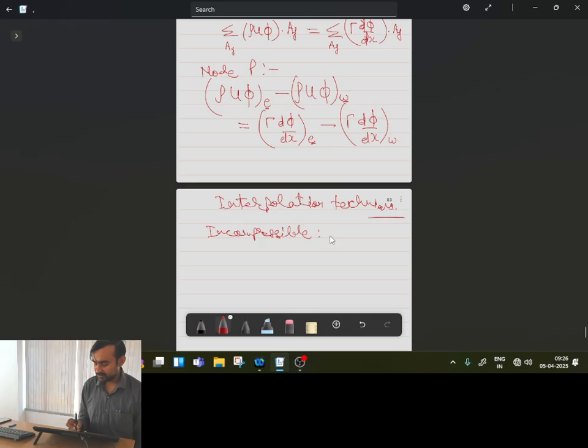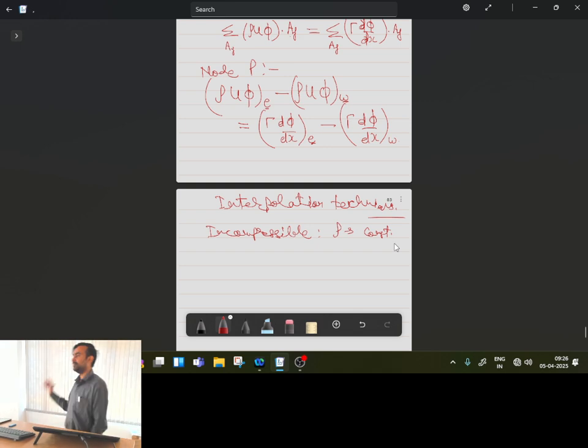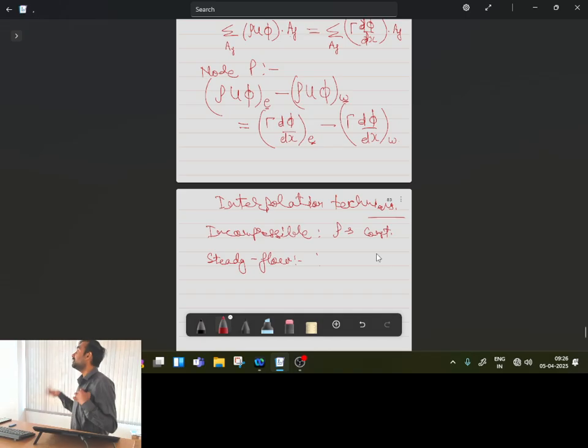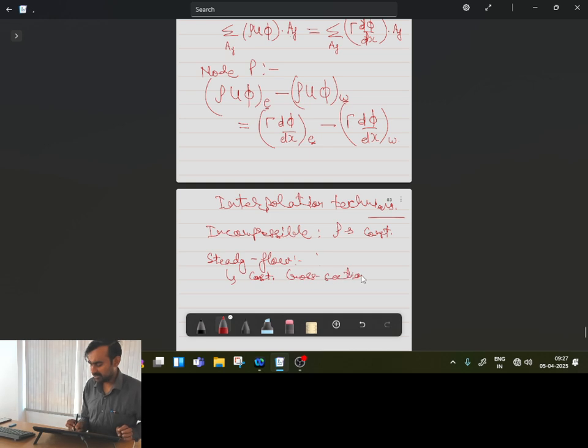So if the fluid is incompressible, then density will be constant. It will not be changing at different node points, and at all node points and edges, everywhere its value will be the same. Let us also make one more assumption, that flow is steady. If flow is steady, then whatever the fluid mass is at every cross section will be the same. And along with the steady flow, I also take one assumption that I have a pipe of constant cross section, like the cross section of the pipe is not variable, it means the area is the same.